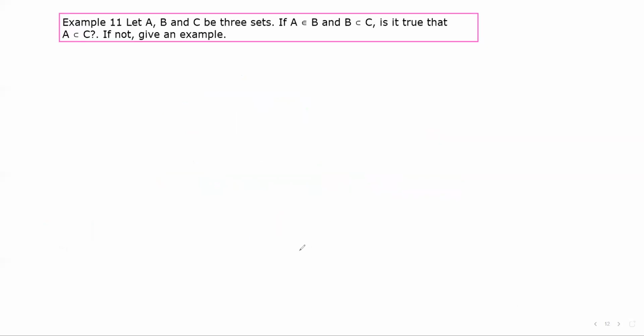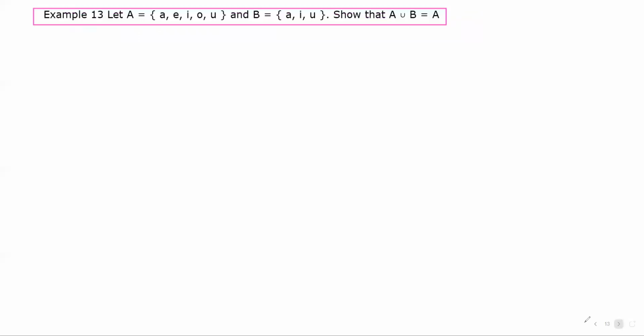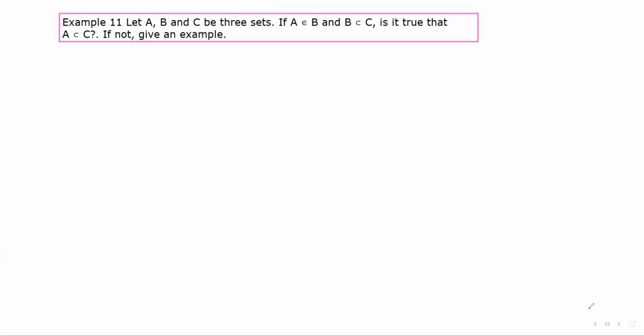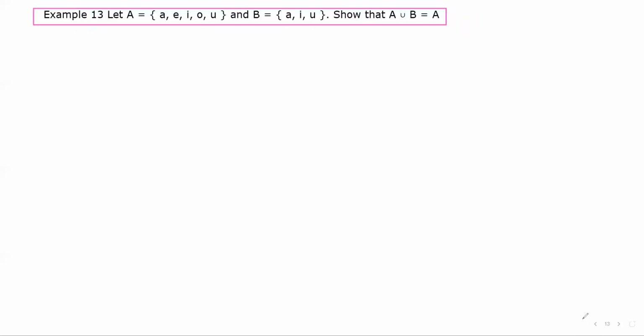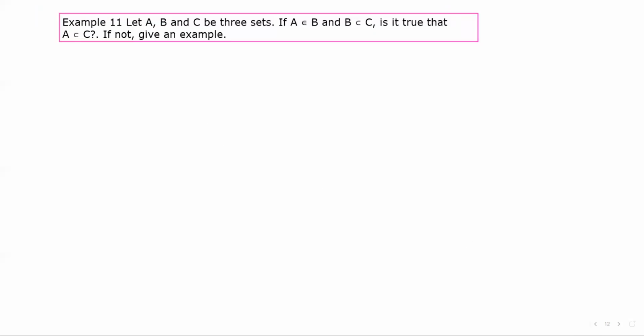Let A, B, C be three sets. A belongs to B, and B is a subset of, hold on. I failed to mention question 12, I guess. So we have question 13, but not example 12. So this is not 12.